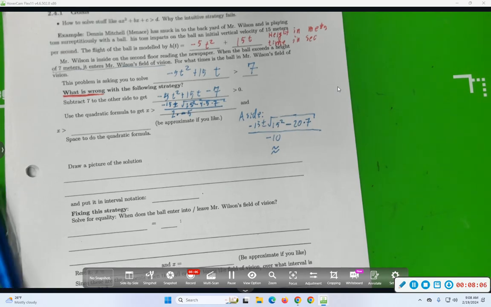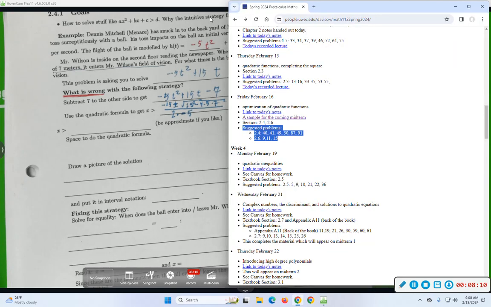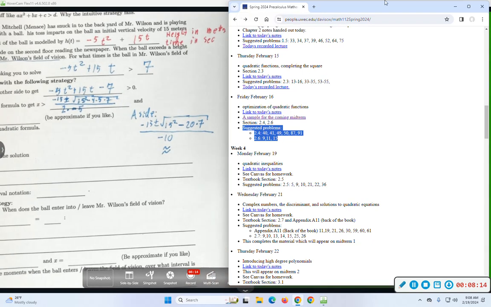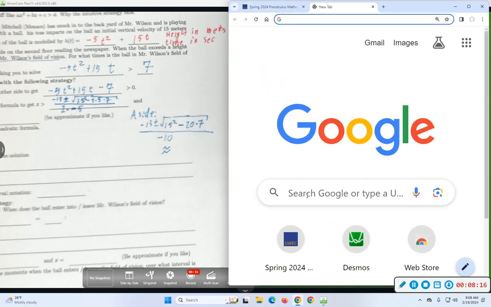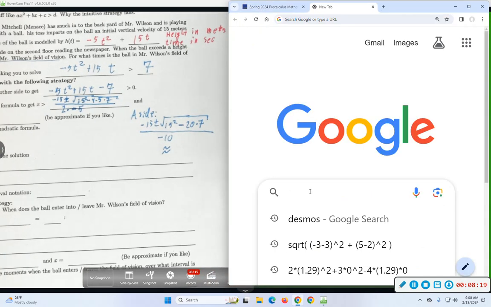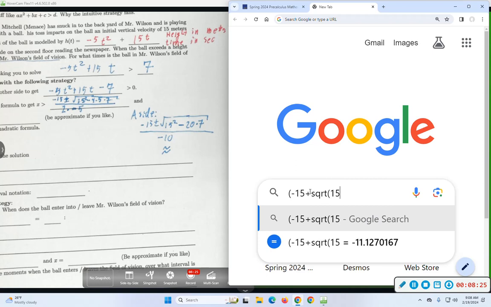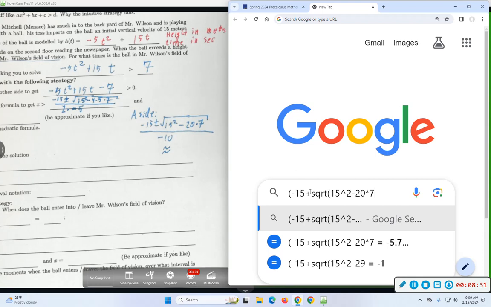All right, let's use a machine. That's all a bunch of complicated numbers. All right. Parentheses matter, negative 15. Let's do the plus first. Square root of 15 squared minus 20 times 7. That might be 140, but maybe I'm not feeling comfortable enough to make that replacement. Divide by negative 10.